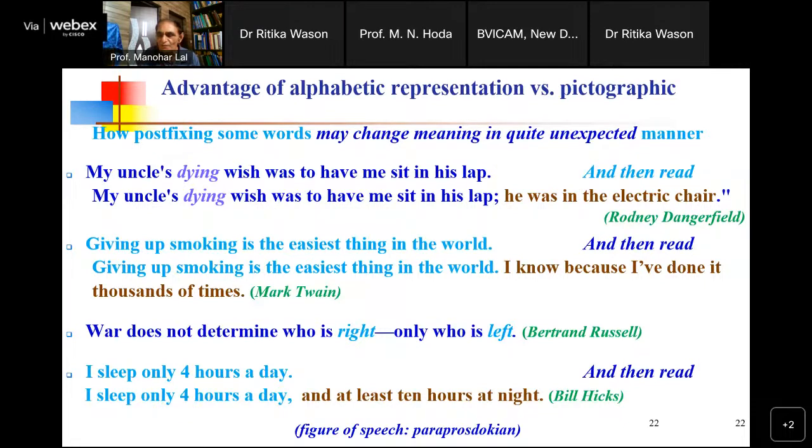And Bertrand Russell, famous philosopher, says, "Word does not determine who is right, only who is left." The last word, "left," has completely changed the sense. Or, "I sleep only 4 hours a day," and then you read it in addition: "I sleep only 4 hours a day and at least 10 hours a day." Friends, you can see that just by adding something, the meaning is completely changed, which does not happen in the case of pictographic writing.